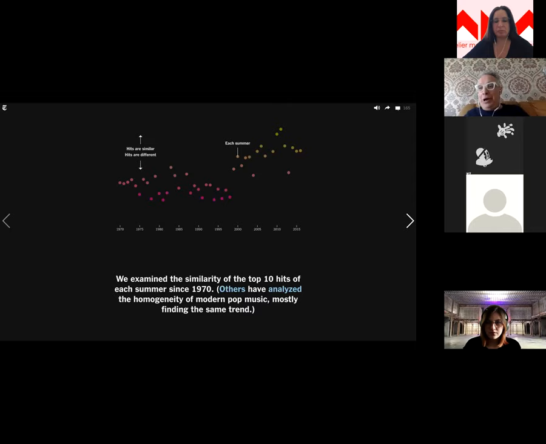So now you get a graph which shows you something very interesting. It shows you a long-term pattern in a particular cultural field, which is popular music: during this period from 1970 to 2010, there is a very slow change where the songs become less diverse.